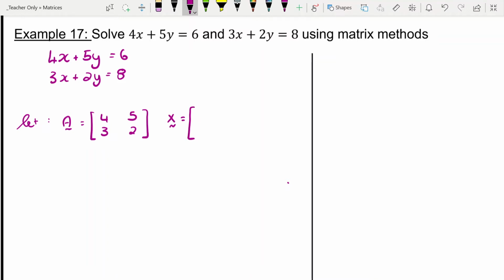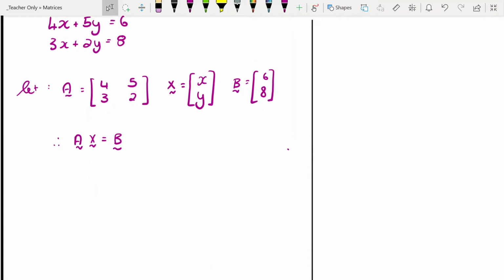Now let's make our unknown matrix, the variables for the values we want to find, be our X matrix, and we'll say that's x and y, and then our solution matrix will be B, and that's 6 and 8. Now if we put that into an equation, you're going to see something that you should recognize, because if I multiply my A matrix by X, I should get my B matrix.